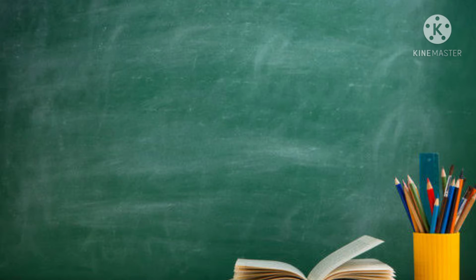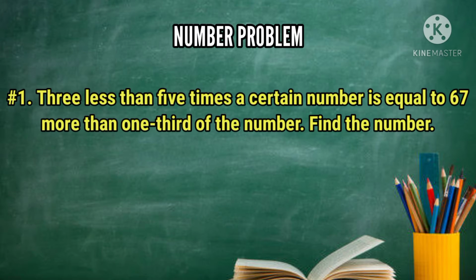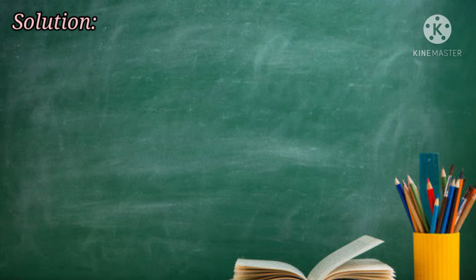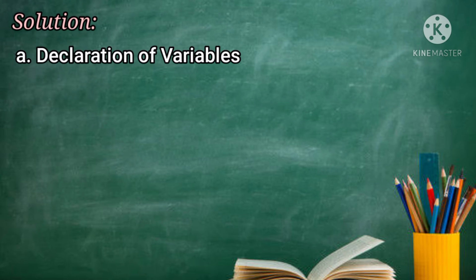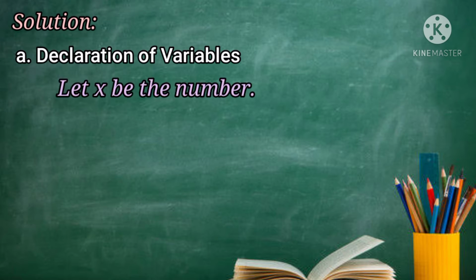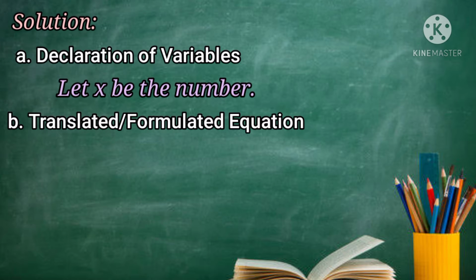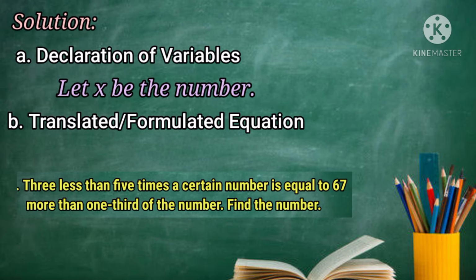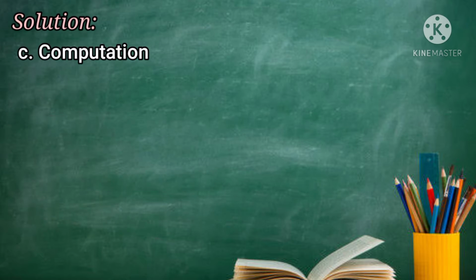Our first problem is a number problem. 3 less than 5 times a certain number is equal to 67 more than 1/3 of the number. Find the number. First thing to do is to declare our variables, so we let x be the number. Next is to formulate our equation. So from the given problem, we have 5x minus 3 equals 1/3 x plus 67.